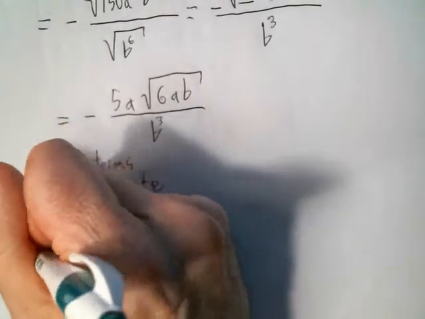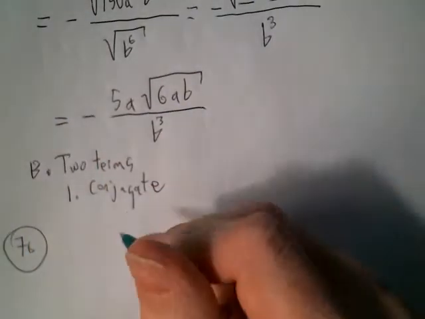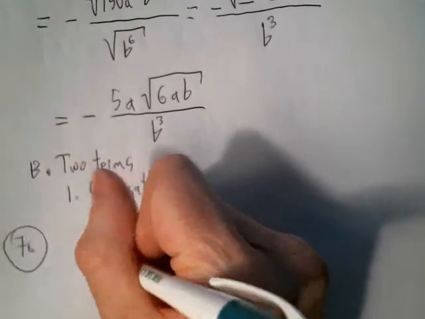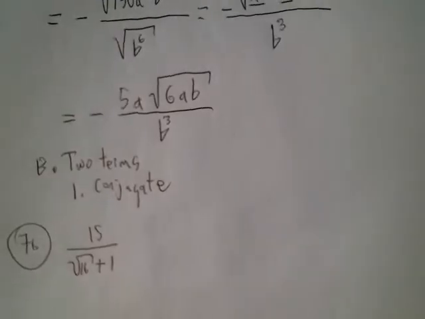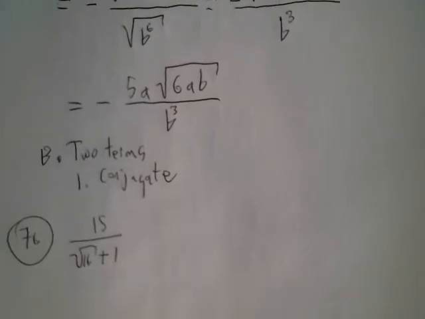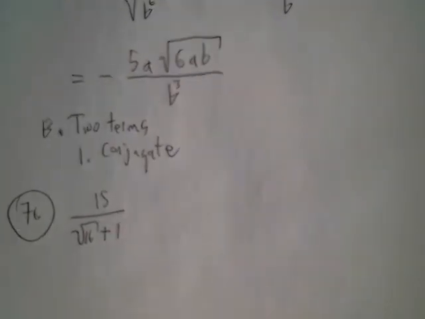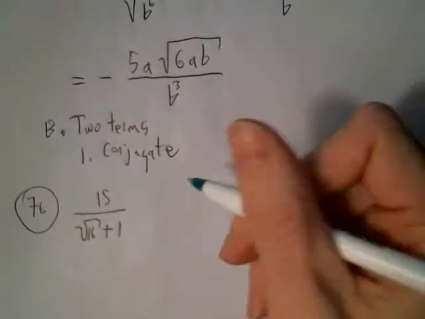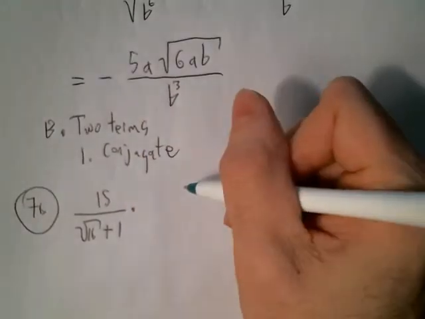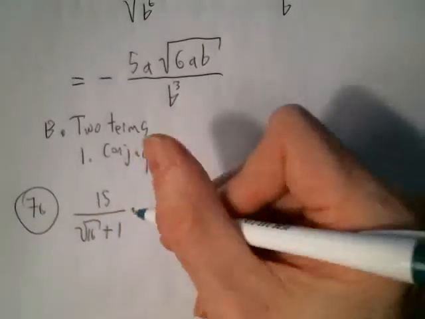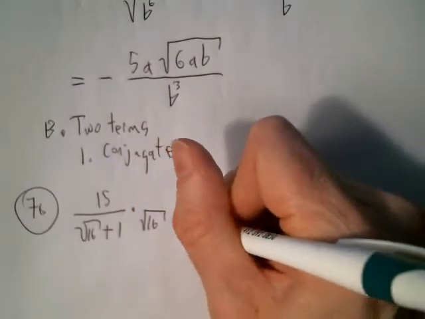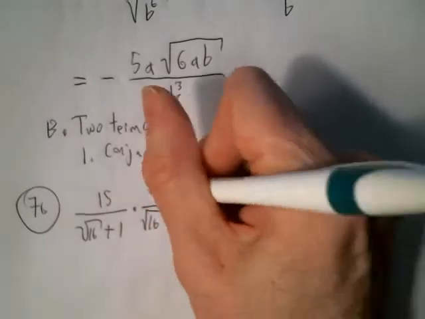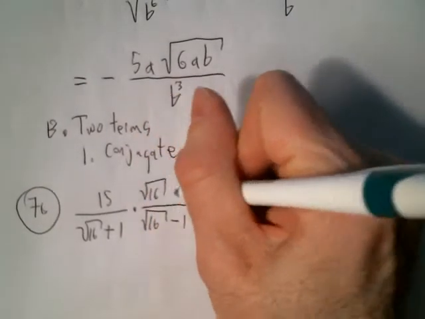Number 76. I have 15 all over the square root of 16 plus 1. To get rid of the square root here, you need to multiply top and bottom by the conjugate. The conjugate is just the same thing, but with an opposite sign. So square root of 16 minus 1, square root of 16 minus 1.